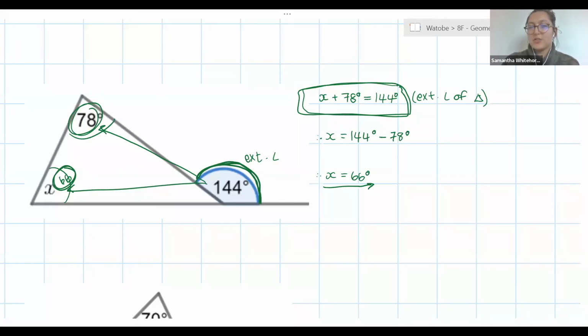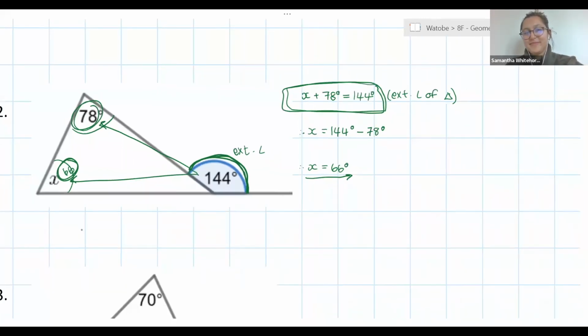Okay, just double check your calculator. Just type in again 144 minus 78. Oh, sorry, miss. I swapped them around. Don't stress. Yeah, thank you. No problem. Okay, Nompumelelo, we are all yours.